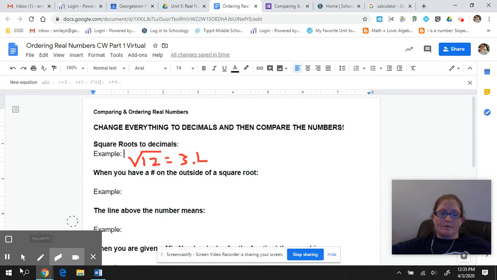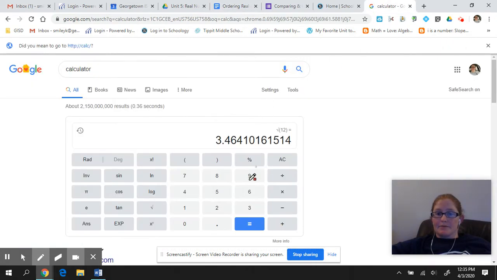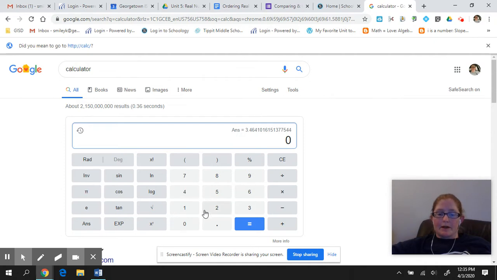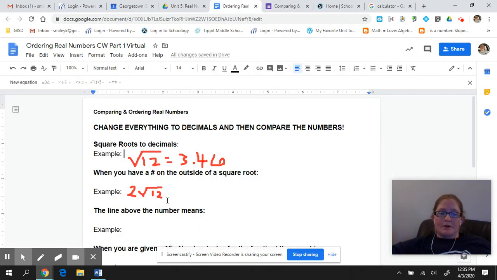There we go. If you have a number on the outside of your square root, like 2 square root of 12, when you type it in the calculator, Google will do it nicely for you. Your phone calculator can, but I would encourage you to use Google. It makes it easier to type in than on a phone calculator. You would get 6.92. You're going to type it in just like what it looks like. What it does is the square root and then it multiplies by 2.